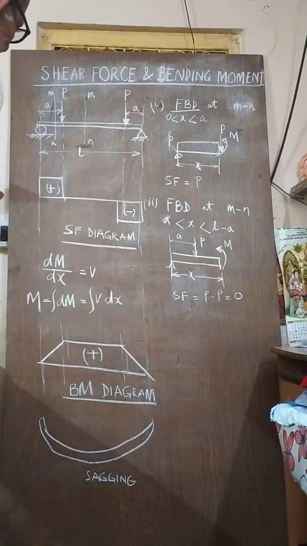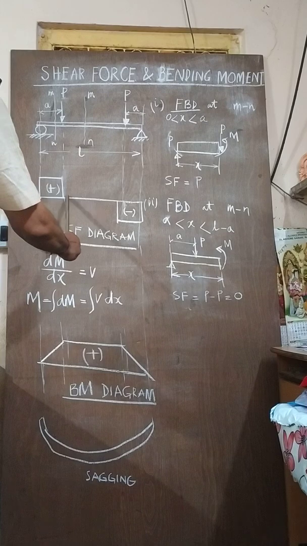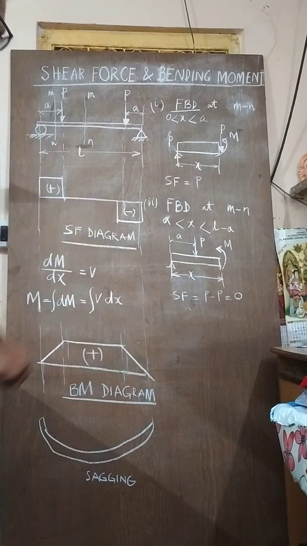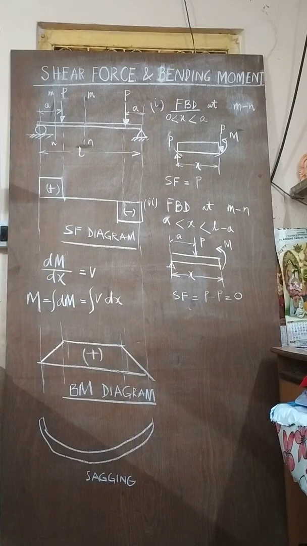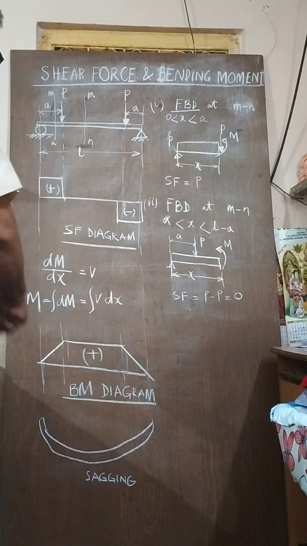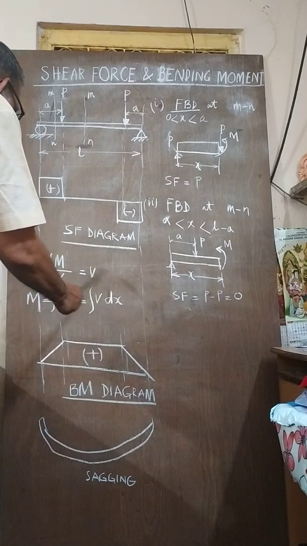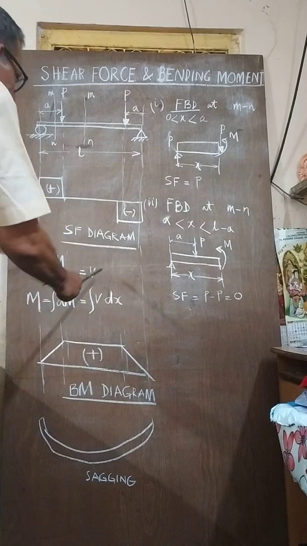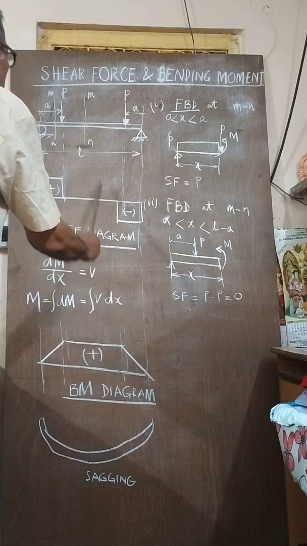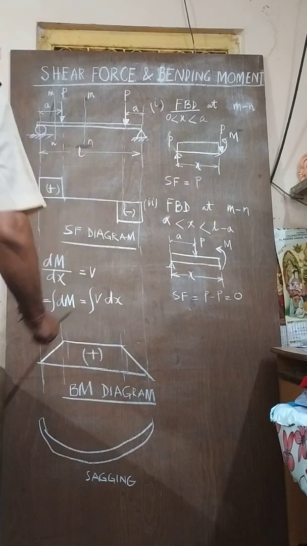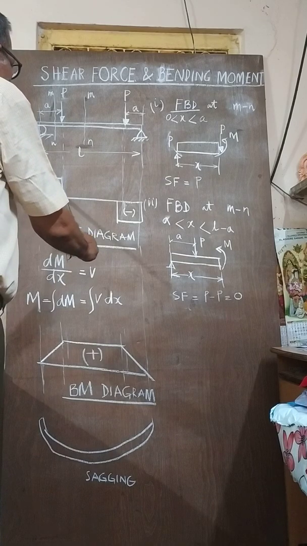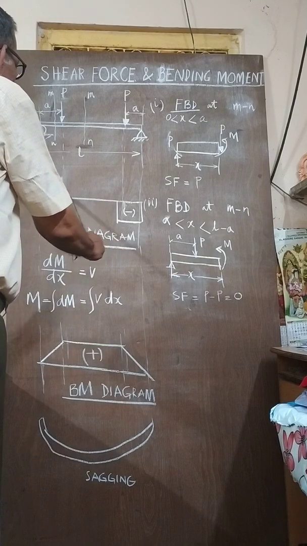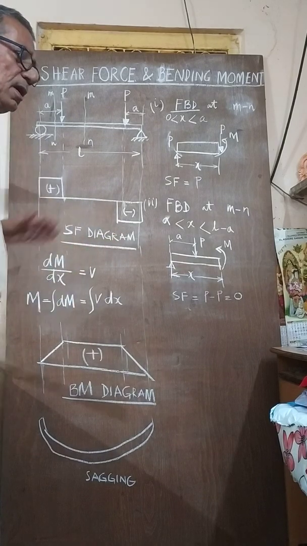Again, one thing I want to add: when the shear force is zero, the bending moment is maximum. This is one of the corollaries of this situation. dM/dx is equal to zero when M is maximum. So when the shear force is zero, the bending moment is maximum. So in the entire beam portion here, there is no shear force, so this portion of the beam is under pure bending.